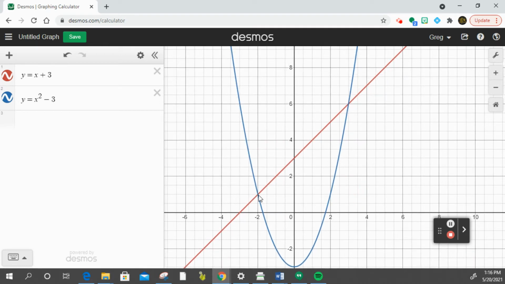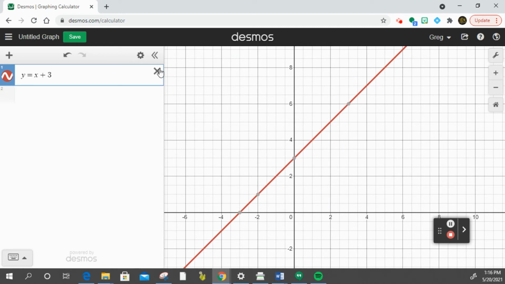How do we figure out those solutions? Take your mouse or your finger, it is touchscreen, and click it. Negative 2, 1 and 3, 6 are our 2 solutions. That is it. Graph them on Desmos, find where the lines intersect. In this case, we have 2 answers, negative 2, 1 and 3, 6. Let's go ahead and look at the next example.